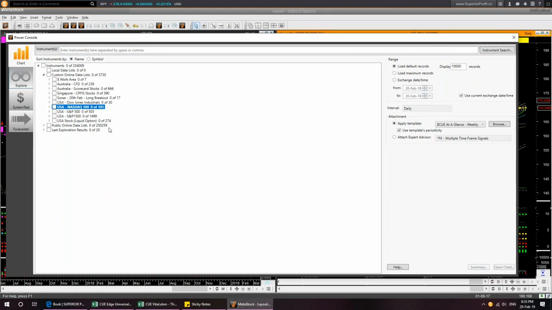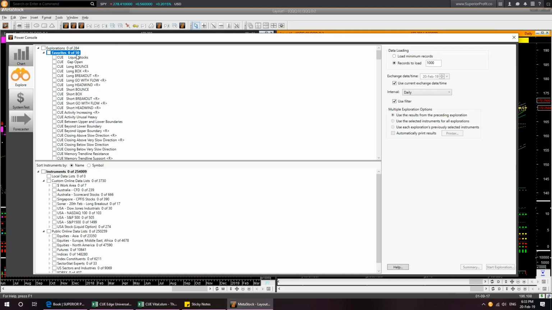What are the scans? In Q systems, we have 50 scans. Out of that, the bounce, box, breakout, go with flow, and headwind. These 5 scans with the prefix long, they are looking for buying opportunities following the 4 trade setups: go with flow for trend following market, box for sideways market, bounce for exhaustion market, headwind for reversing market, and breakout for breakout trades.